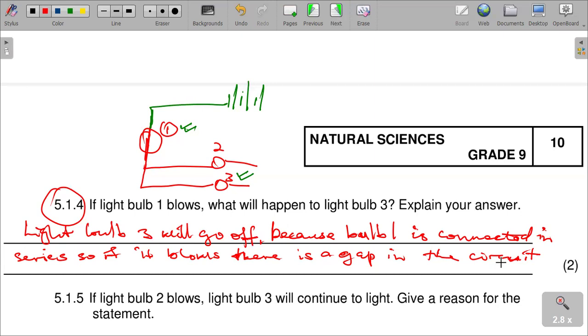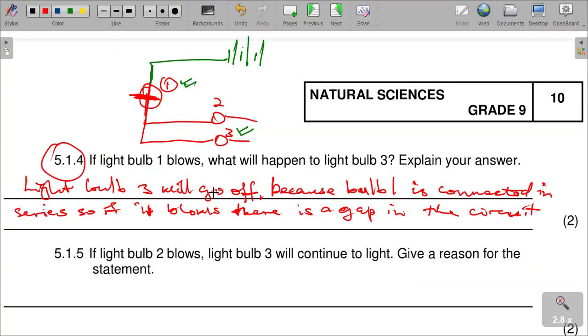So if it blows, there is a gap in the circuit which is causing that. It means if bulb 1 blows, it is cutting off somewhere here. So when it cuts off there, electricity cannot go to bulb 3. That is what is happening with bulb 3 there.